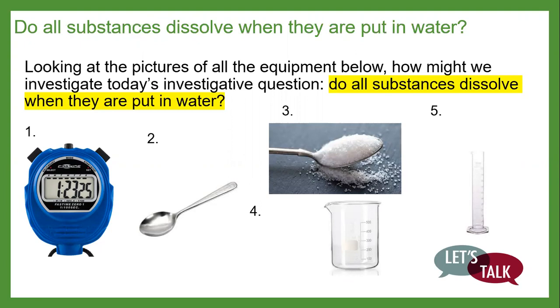Number 1, there's a stopwatch. Number 2, a teaspoon. Number 3, looks like salt or sugar. 4, we have a beaker. And 5, we have a tall cylinder with a scale on the side. How might we investigate today's investigative question? You can pause the video here and have a think. What could you do for an investigation?